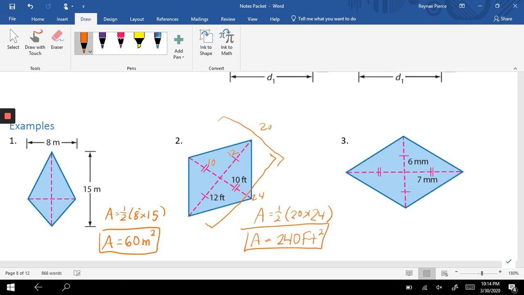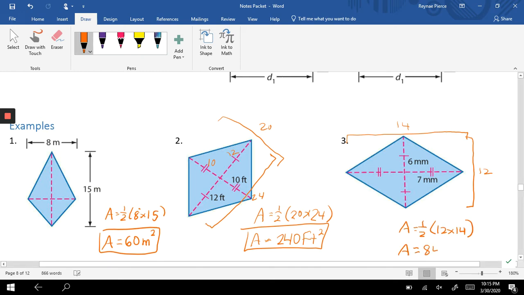Okay, number 3 is much like number 4. The length of this whole diagonal going from top to bottom, 6 and 6 is 12. Diagonal going from left to right, 7 and 7 is 14. And so I am going to find half of the product of 12 times 14, which is 84 millimeters squared.